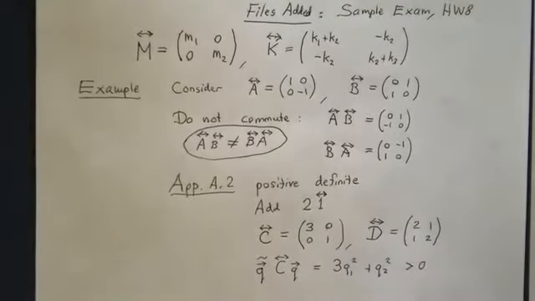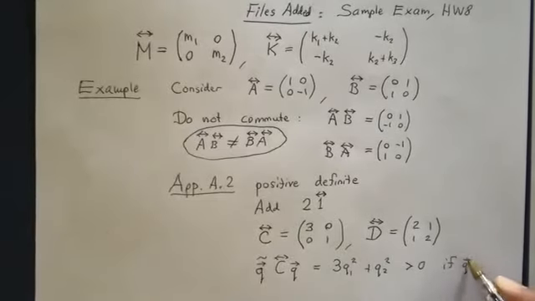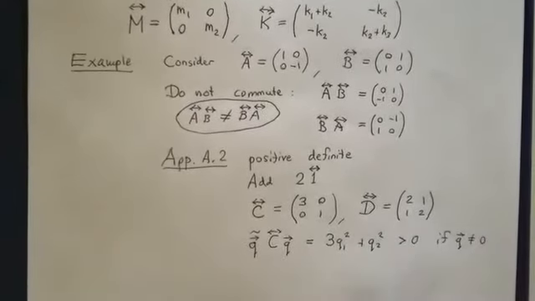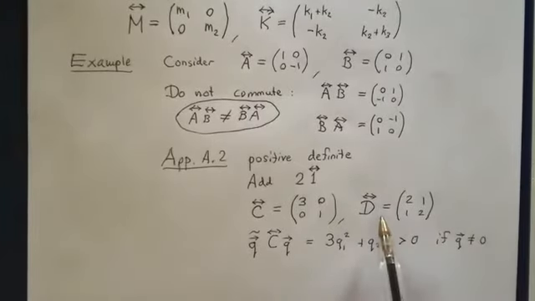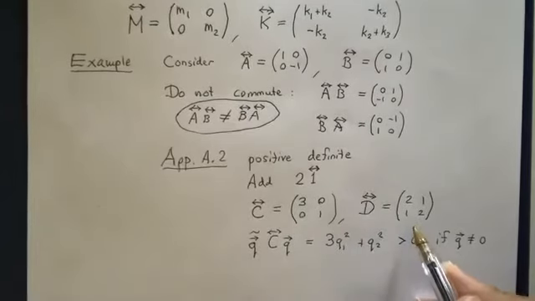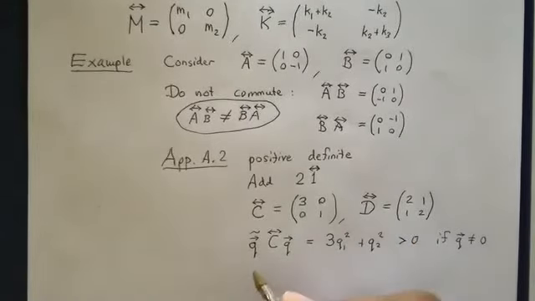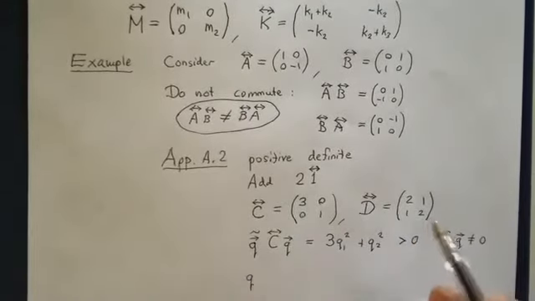This is greater than 0 if the q vector is not the 0 vector. Okay, so far so good. And you can also show that this d is also, so it's a similar analysis for d. You can write it as a sum of squares. It's an amusing exercise to convince yourself: how can you prove that this matrix D is positive definite?